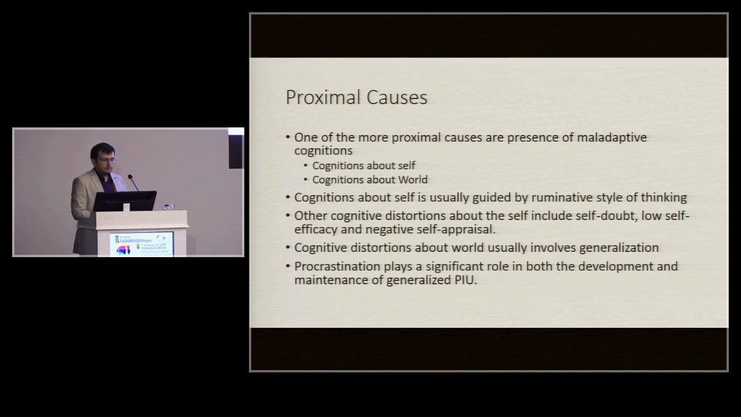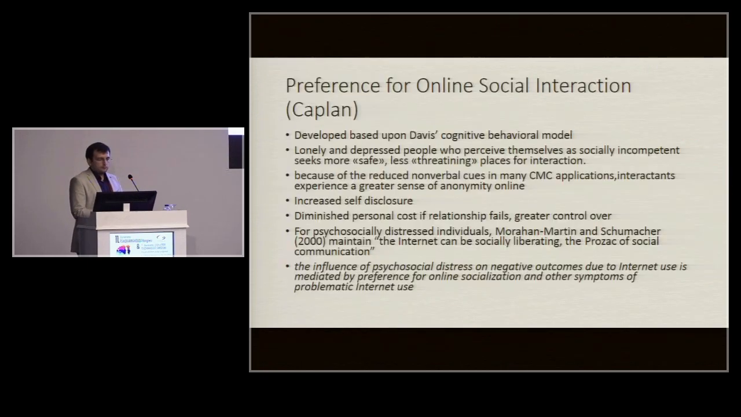Now, looking at proximal causes, we know that maladaptive cognitions cause proximal causes about self and about the world. So cognitions about self is usually led by a ruminative style of thinking. And the cognitive distortions about the self are including issues like low self-esteem and low self-efficacy, and having self-doubt and negative self-evaluation and appraisal are also listed within cognitive distortions. And cognitive distortions about the world often includes a sort of a pattern of generalization, and procrastination also plays a prominent role in the development and maintenance of these causes.